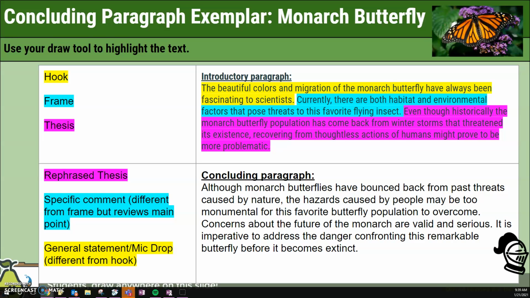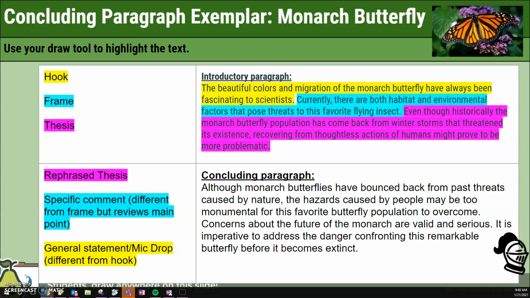You can think of a concluding paragraph as the reverse of an introduction. For example, if you were writing an essay about monarch butterflies and their migration paths, you might begin your essay with this type of introductory paragraph. The beautiful colors and migration of the monarch butterfly have always been fascinating to scientists. Currently, there are both habitat and environmental factors that pose threats to this favorite flying insect. Even though historically the monarch butterfly population has come back from the winter storms that threatened its existence, recovering from thoughtless actions of humans might prove to be more problematic.